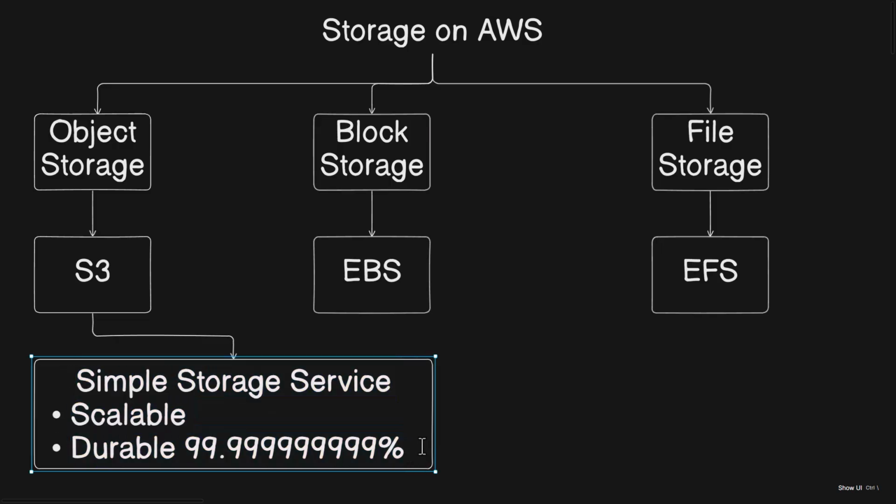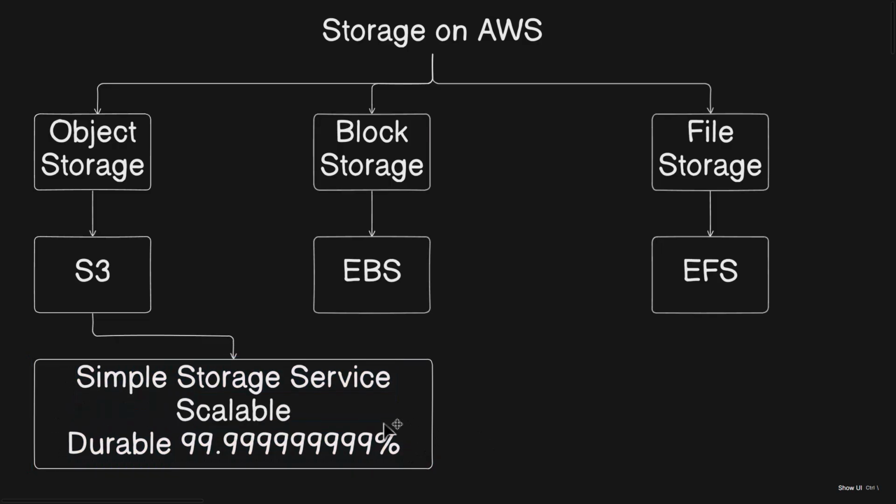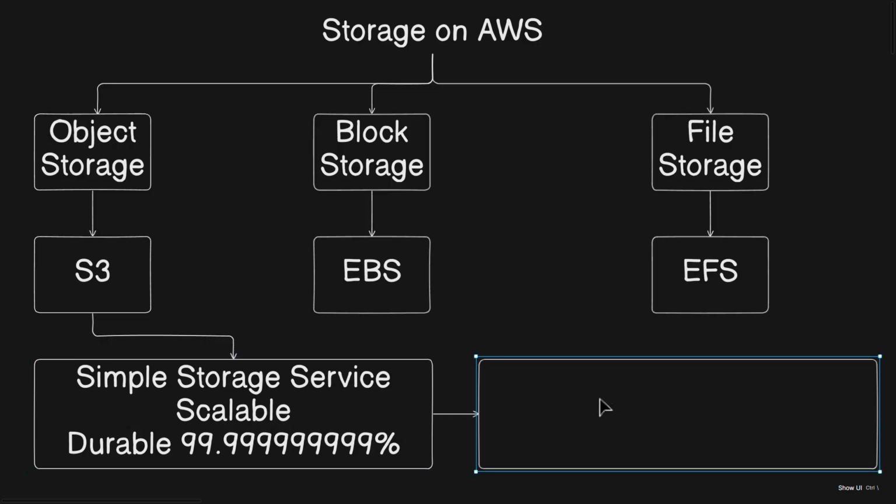Also, it's accessible via the internet, so you can access it from anywhere you want. And since it's accessible, you can upload, download, share files using APIs, the AWS console. You can make use of CLIs. Now I want to highlight a few S3 related concepts.